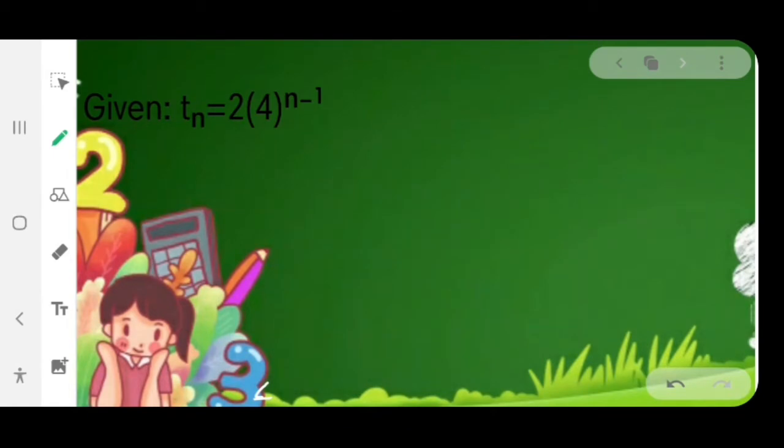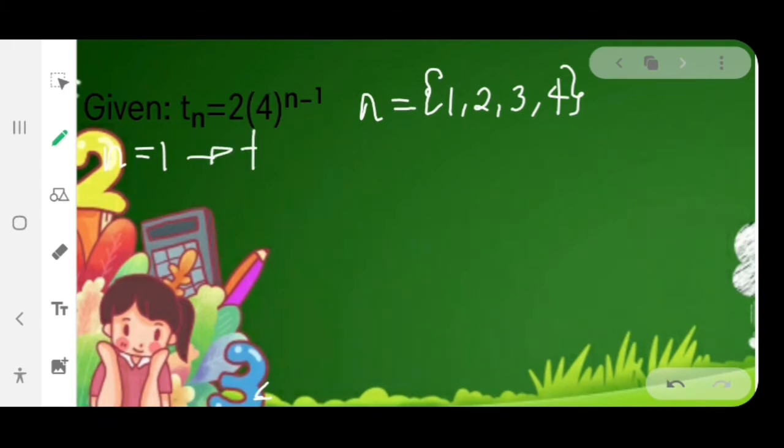Let us determine the first four terms of the geometric sequence defined by the general term t sub n is equal to 2 times 4 raised to n minus 1. And since we are going to determine the first four terms, we are going to evaluate the given general term when n is equal to 1, 2, 3, and 4. Let us now compute for the first term. N is equal to 1. Substitute 1 to n. We now have t sub 1 is equal to 2 times 4 raised to 1 minus 1.